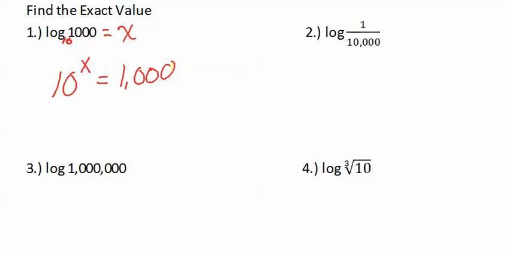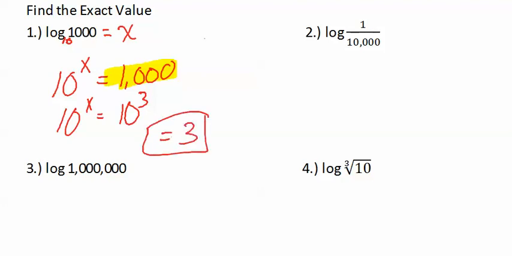What we're then going to do is change the 1,000 into something with a base of 10, which would be 10 to the third. Knowing that the bases are the same now, log of 1,000 evaluates to 3, since x equals 3 in this case. Go ahead, pause the video, and see if you can come up with 2, 3, and 4.